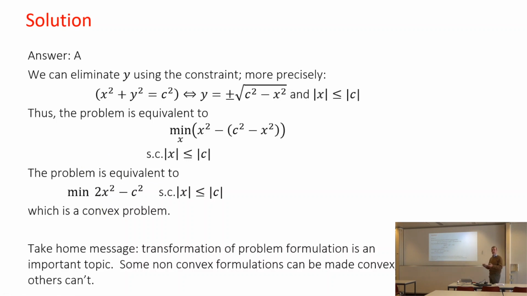Why do I go through this for this simple problem? Well, that's because of the take-home message. Whether an optimization problem is convex or not is not something that is invariant by a reparameterization of the problem. So convexity is not necessarily invariant if we change the parameters of the problem. Here I've parameterized the problem differently, in x instead of xy, and then bingo, it becomes convex. So some transformation of a problem can lead to a convex formulation.